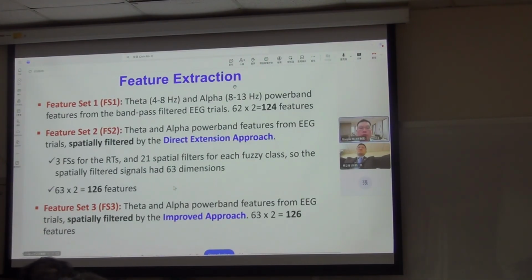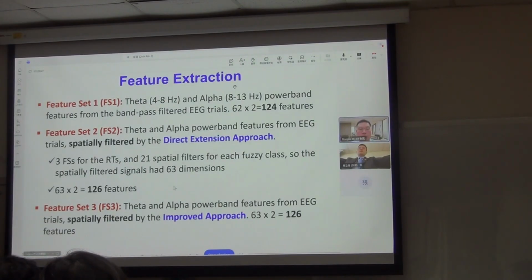For feature set 2, we also extract the theta and alpha power band features from EEG trials, but these trials were spatially filtered by the direct extension approach. We defined 3 fuzzy sets for the response time and 21 spatial filters for each fuzzy class. So the spatial filtered signals had 63 dimensions. Here we deliberately used a large number of spatial filters to make the dimensionality of the features similar to the dimensionality of the features in the first feature set.